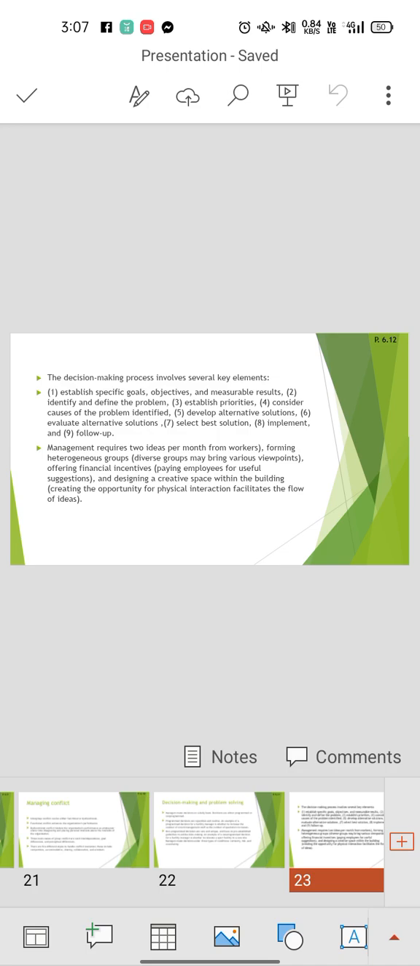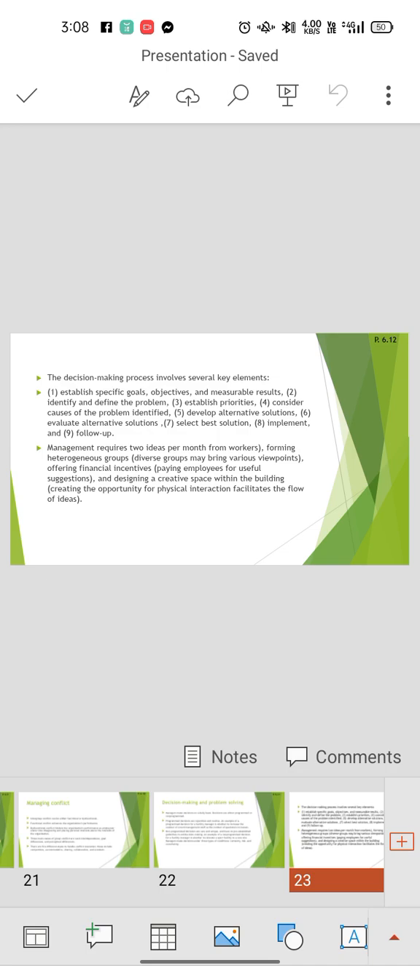The decision-making process involves several key elements. First, establish specific goals, objectives, and measurable results. Identify and define the problem. Establish priorities. Consider causes of the problem identified. Develop alternative solutions. Evaluate alternative solutions. Select the best solution. Implement and follow up.